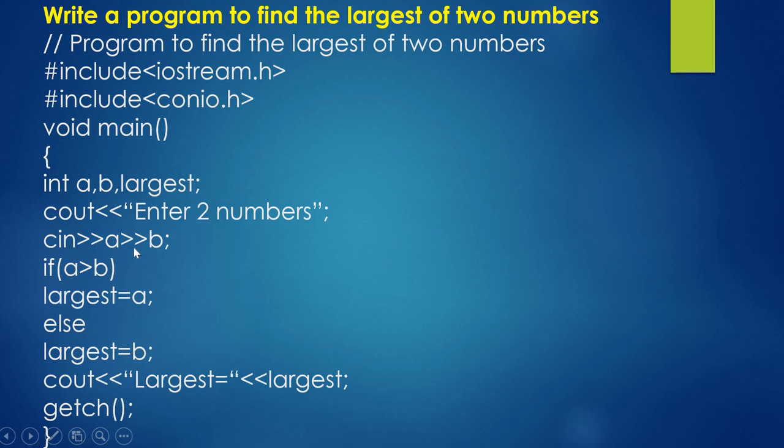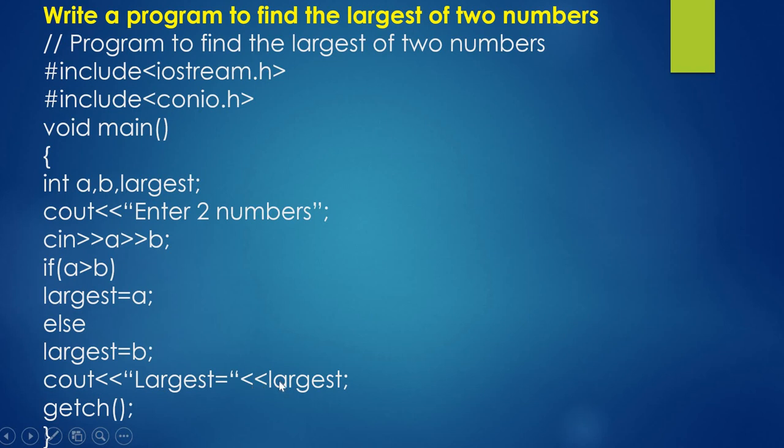Suppose the numbers are A is equal to 10 and B is equal to 5. Then A greater than B, 10 greater than 5. Is it true or false? 10 greater than 5, that is true. So largest is equal to 10. Then after this, which statement will execute? After that, cout largest is equal to largest, that is 10. In the variable largest, it is 10. So it will print largest is equal to 10.